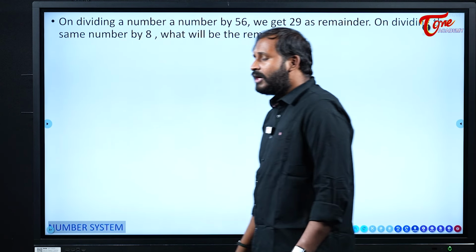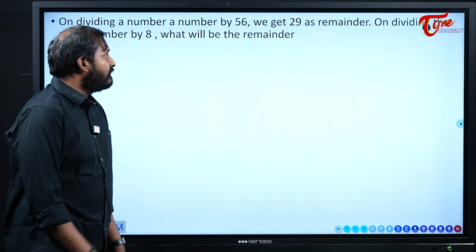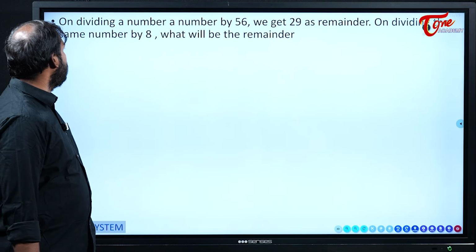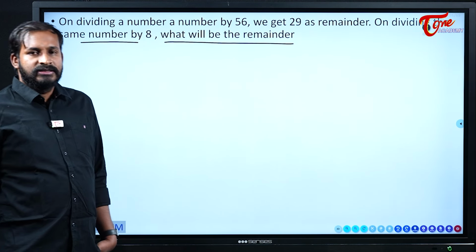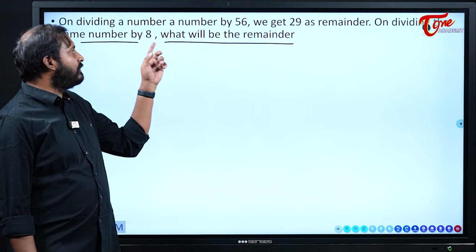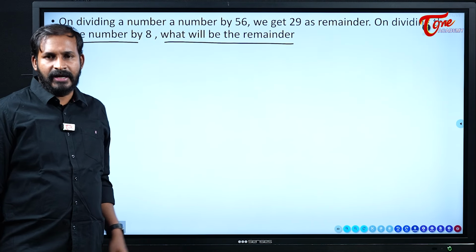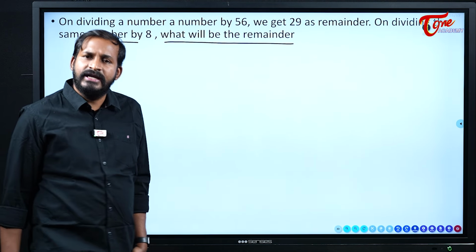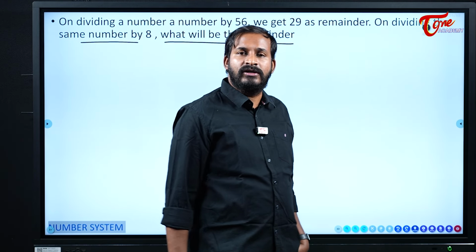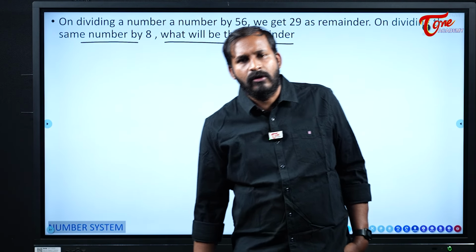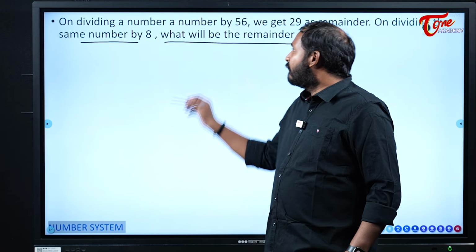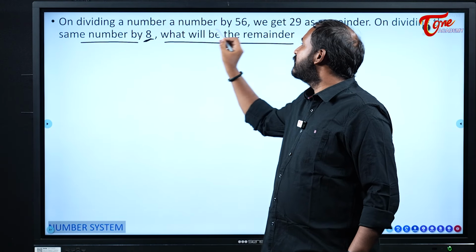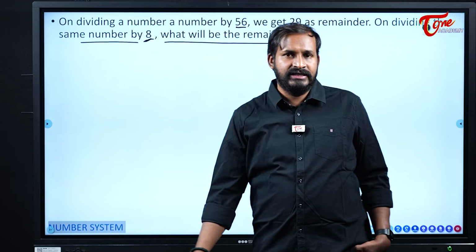Next one. On dividing a number by 56, we get 29 as remainder. On dividing the same number by 8, what will be the remainder? See here, any number which is divisible by 56 is divisible by 8. Am I correct or not? Any number which is divisible by 56 is also divisible by 8. Is it true or not? Yes, it is true. The reason is very simple. Why? Because 8 is a factor of 56.